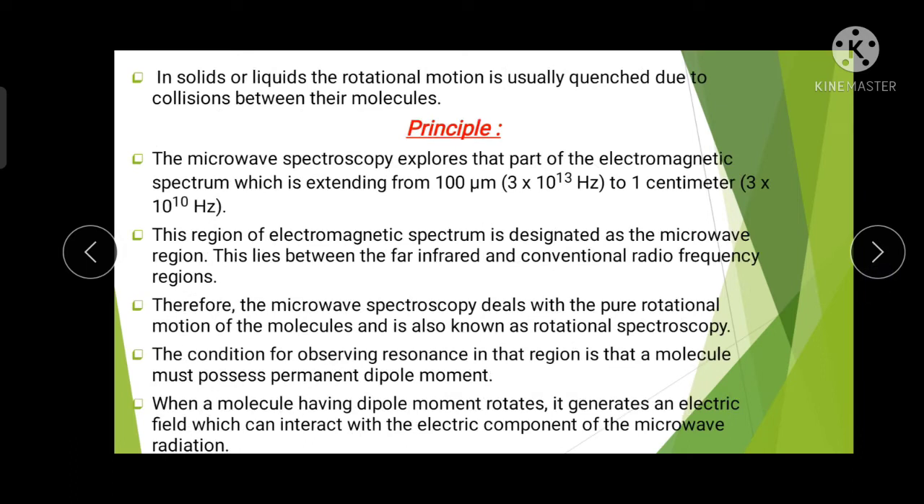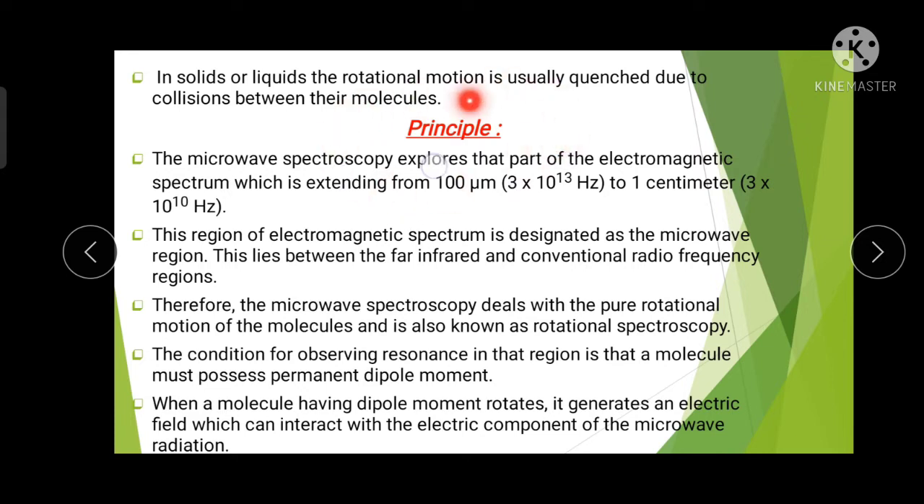In solids or liquids, the rotational motion is usually quenched due to collisions between the molecules. That means we have to quench that rotational motion due to collisions between molecules in the case of solids and liquids. So generally gaseous samples are used for this spectroscopy because they are preferable, but in solids and liquids, the motion is usually quenched.